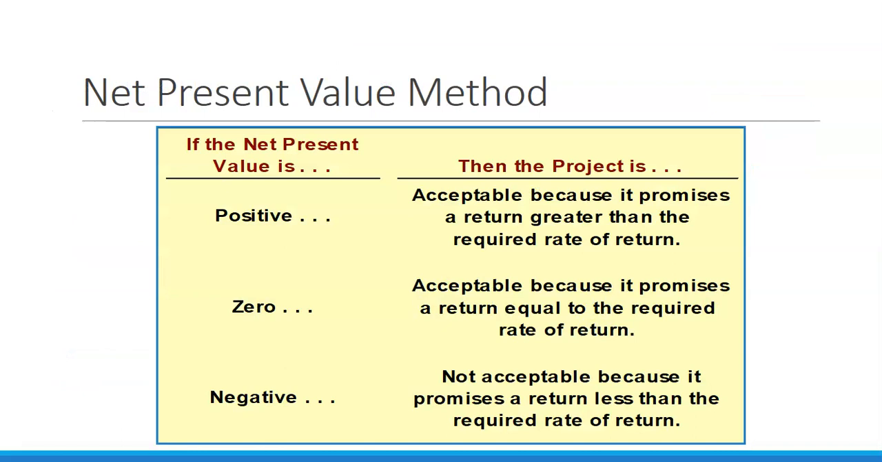If the net present value is positive, then we accept the project because it promises a greater return than our minimum required rate of return. If it is 0, that means the rate of return of the project is exactly equal to our required rate of return. And if the net present value, or NPV, is negative, that means this project is not acceptable because it is less than our required rate of return and we will never recoup our investment.